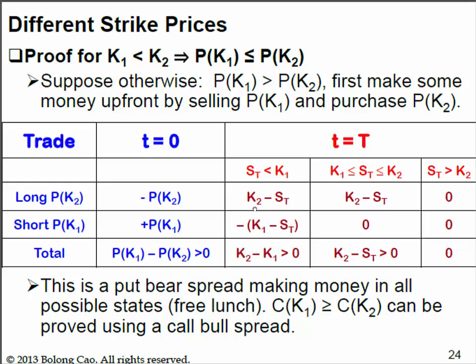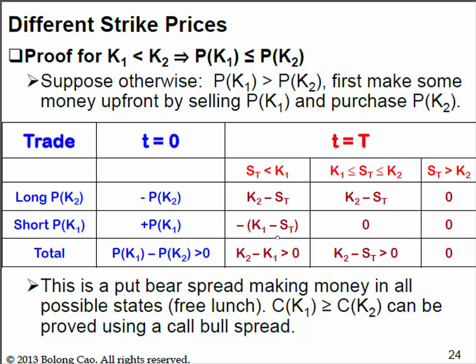Since both are puts, low underlying price means both are in the money. So your long high strike put is in the money. What it gives you is K2 minus the spot price. And then the low strike put is also in the money. Its own payoff is the low strike minus the underlying stock price.